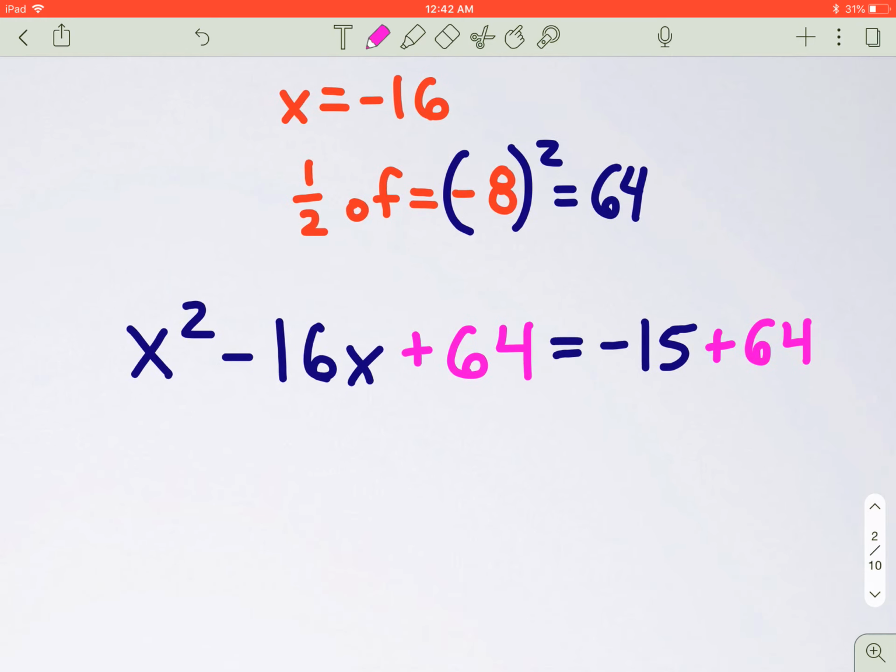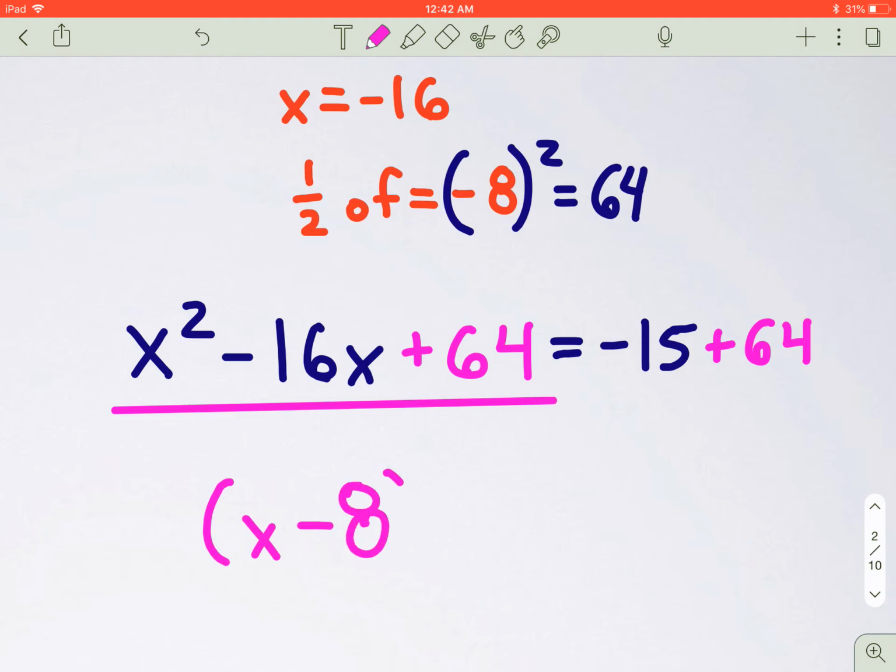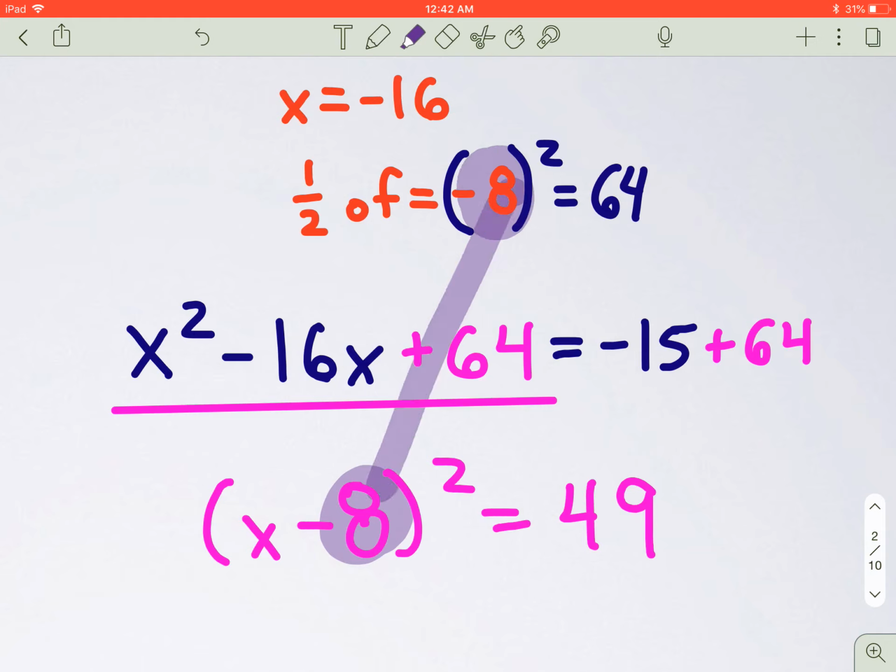So if you think back to factoring, I can now factor this using the property of perfect squares, and I can say that this right here is the exact same as x minus 8 squared equals, and negative 15 plus 64 equals 49. And you'll also notice that the term that goes inside my parentheses, the part of my binomial, will always be the same as half of your x. There's a reason those are similar, because that's the way it works.